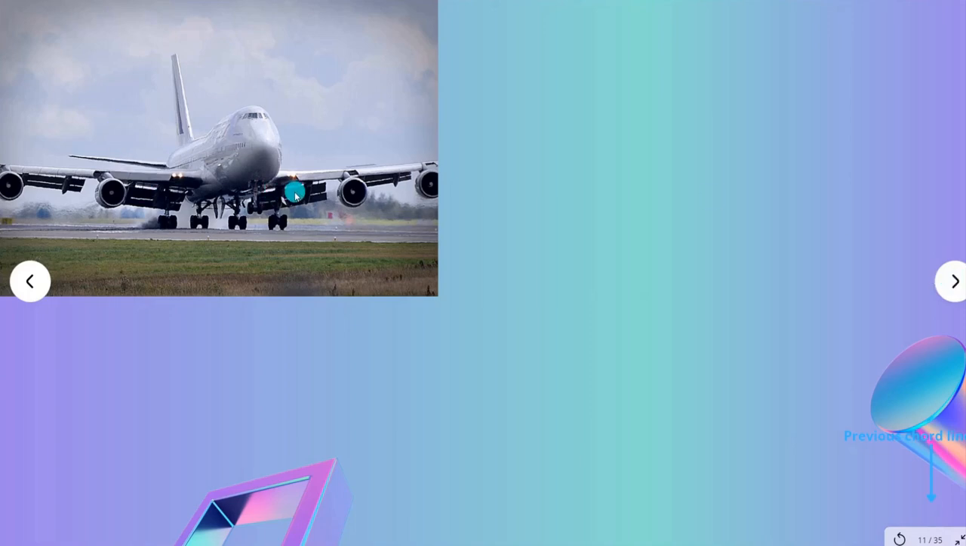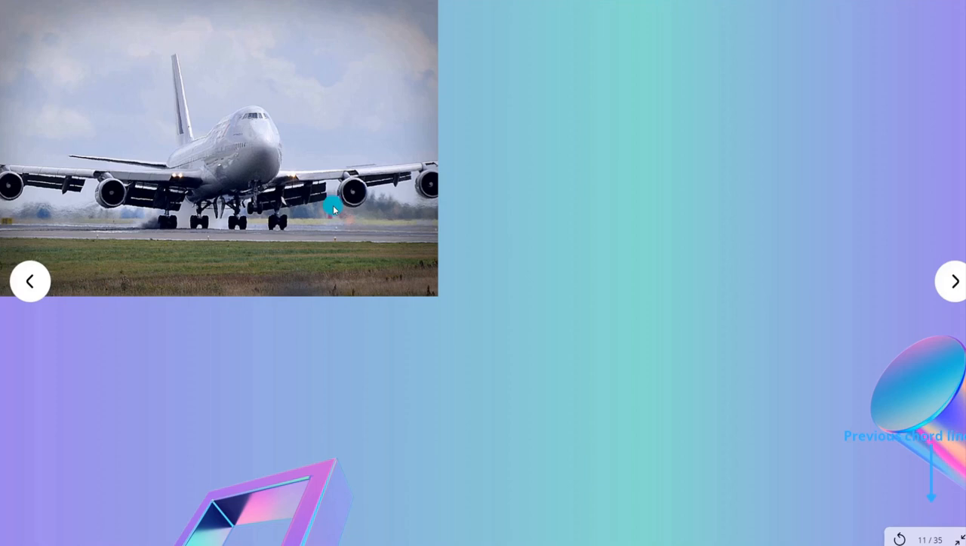So in this picture, you can see a commercial aircraft which is taking off the ground with its flaps deployed. So this big component which you can see here is the flap. So this is basically used to increase the lift. But how do they do that?